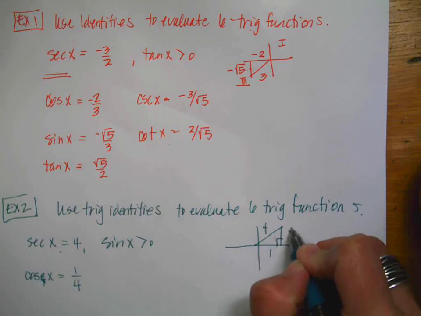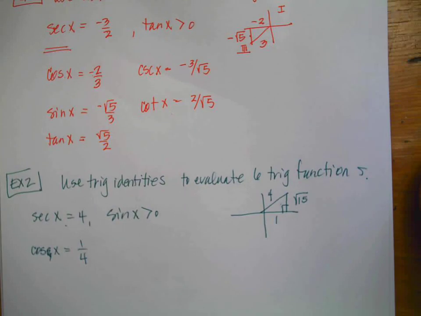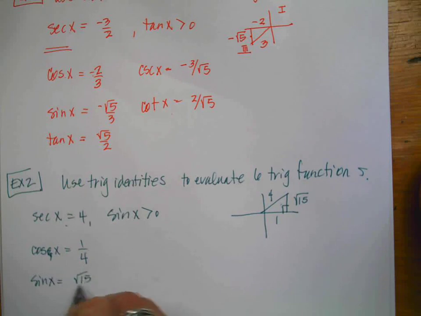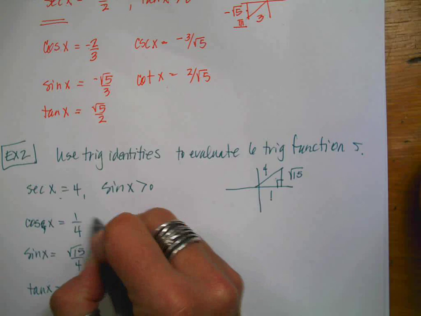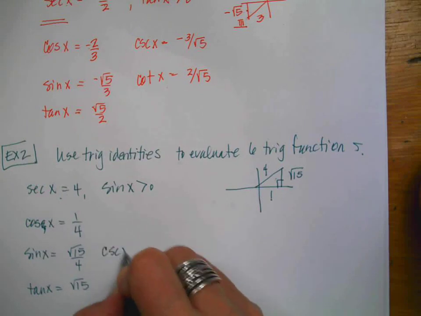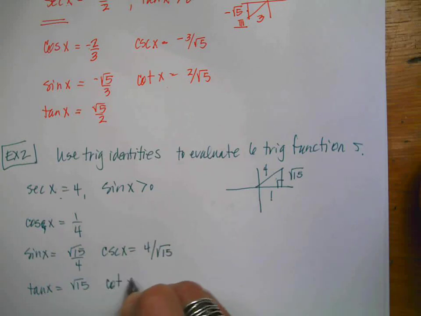This is 1, this is 4. This is going to be the square root of 15. And I found that, again, by doing the Pythagorean theorem. And so now at this point, I can find all of my other ratios. So I know that the sine of x is going to be radical 15 over 4. The tangent of x is going to be radical 15, technically over 1. Okay. We already have secant, so my cosecant of x is going to be 4 over radical 15, and my cotangent of x is going to be 1 over radical 15. So it's actually pretty easy to find those missing ratios.